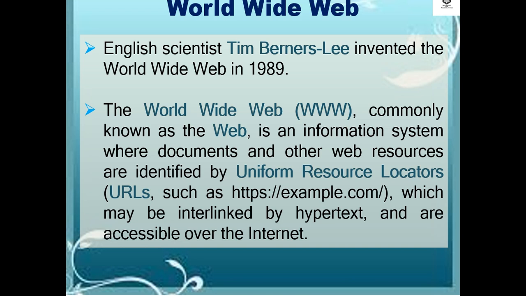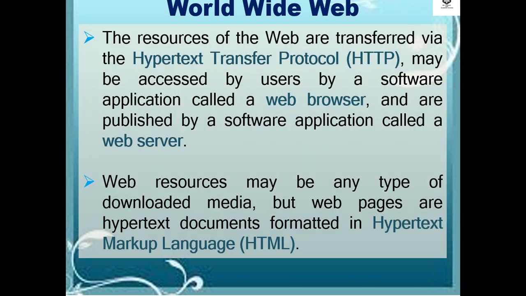The World Wide Web or WWW, commonly known as the web, is an information system where documents and other web resources are identified by uniform resource locators or URL, such as https sample.com, which may be interlinked by hypertext and are accessible over the internet.